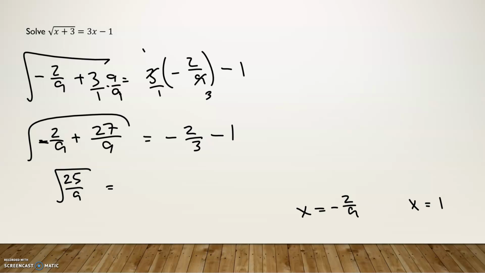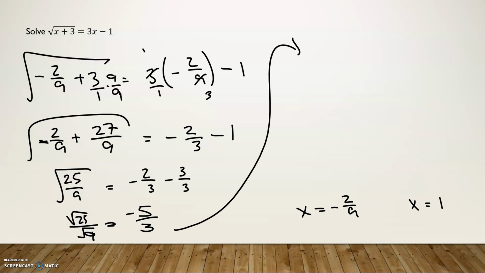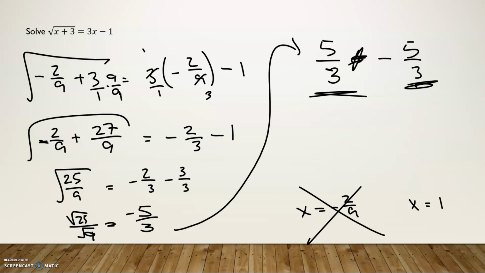Gives me 25. I'm going to change this 1 to a 3 over 3. Square root of 25 over the square root of 9 is equal to negative 5 over 3. Okay, the square root of 25 is 5. The square root of 9 is 3. And then I have negative 5 over 3. But notice, over here is positive, over here is negative. So they don't actually equal each other. So this is an example of an extraneous solution.